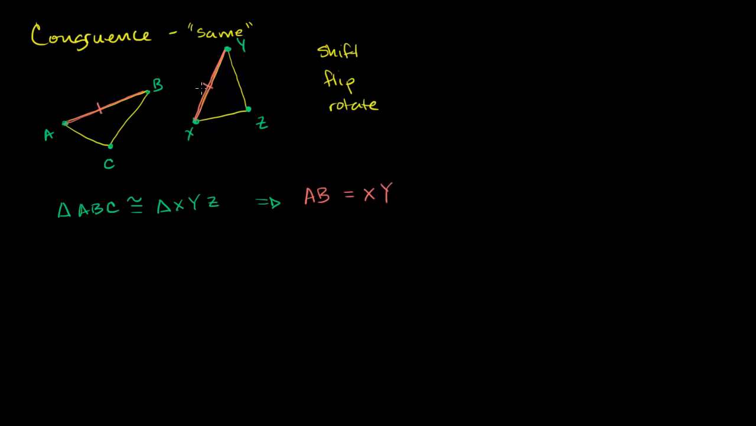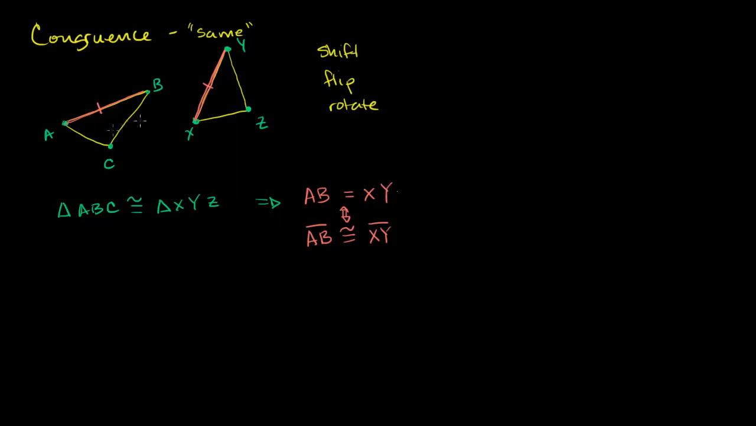You don't always see it written this way, but you could also make the statement that line segment AB is congruent to line segment XY. Congruence of line segments really just means that their lengths are equivalent, so these two things mean the same thing. If one line segment is congruent to another, that just means the measure of one is equal to the measure of the other. And so we can go through all of the corresponding sides.